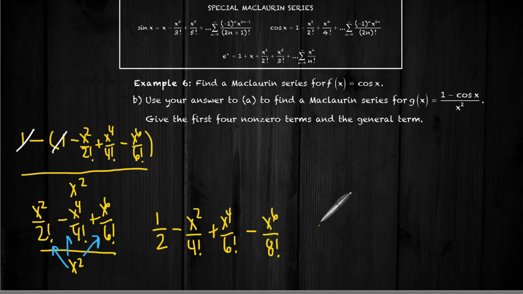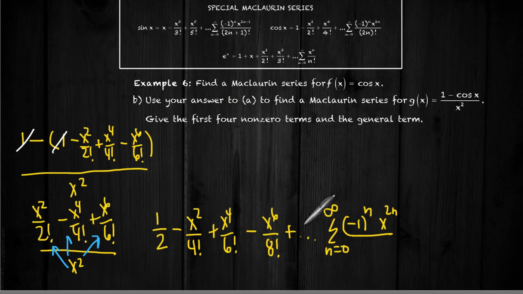And the general term is going to be, let's just see what it would be, plus dot dot dot, summation from n equals 0 to infinity. And we will have, first of all, something that makes it alternate, negative 1 to the n. And we will need an x to the 2n. And then we need the factorial to be 2 bigger than the power. So that's going to be 2n plus 2 factorial.